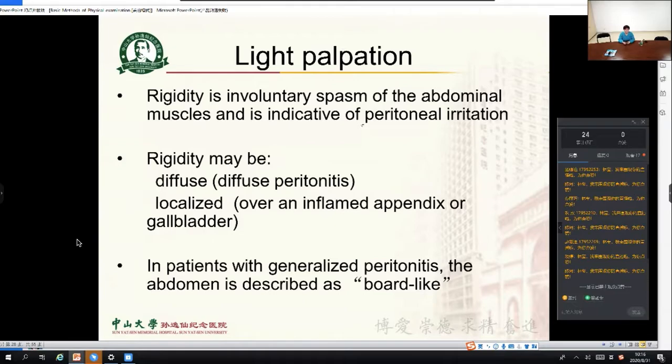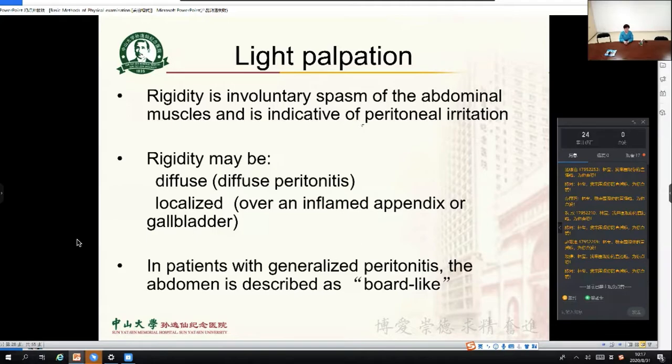Rigidity is involuntary spasm of the abdominal muscles and is indicative of peritoneal irritation. The rigidity may be diffuse, where we suspect diffuse peritonitis, or localized. Localized rigidity can be found over an inflamed appendix or gallbladder. So this is what we call appendicitis, or the inflammation of the gallbladder.